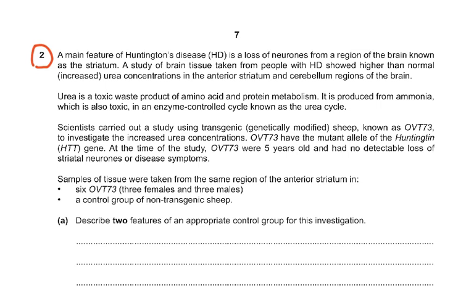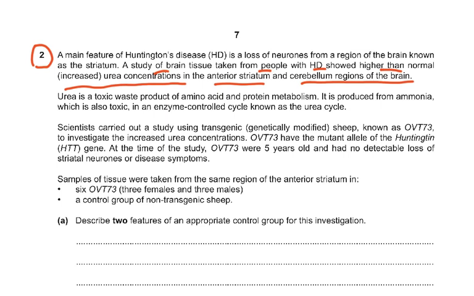A main feature of Huntington's disease, HD, is the loss of neurons from a region of the brain known as the striatum. A study of brain tissue taken from people with HD showed higher than normal urea concentrations in the anterior striatum and cerebellar regions of the brain. Basically, more urea in the brain. Which parts of the brain? Well, the names have been given to you. But please remember the structure of the brain is not in the syllabus.